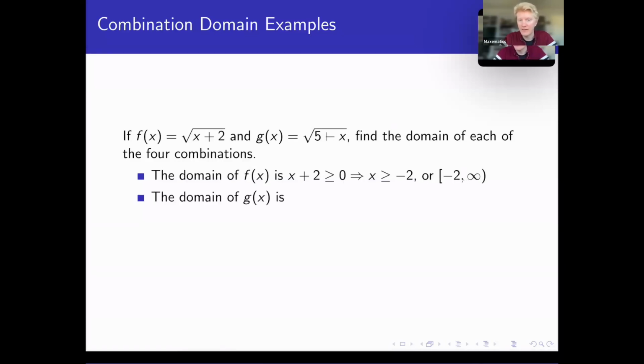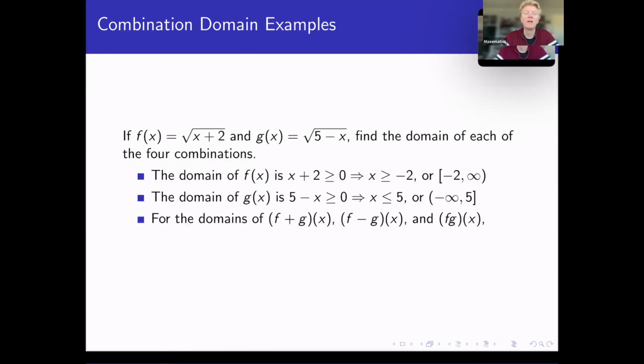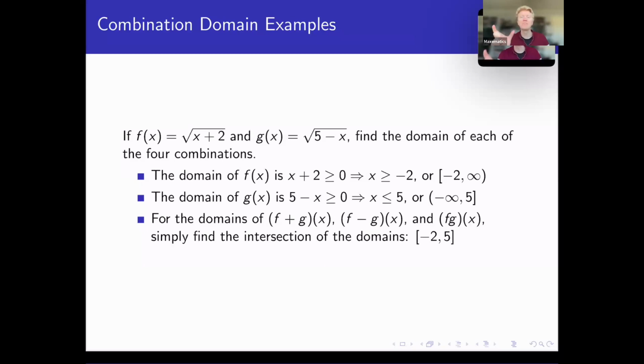Domain of g of x would be 5 minus x is greater than or equal to 0. X is less than or equal to 5, however you get there. So everything less than 5. Now, the domain of f plus g, f minus g, f times g is just intersect these. So the intersection of -2 to infinity, -infinity to 5 would be -2 to 5. What do those two domains have in common? Everything between -2 and 5.